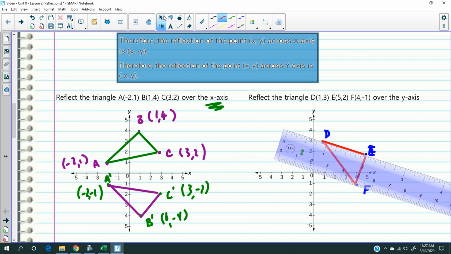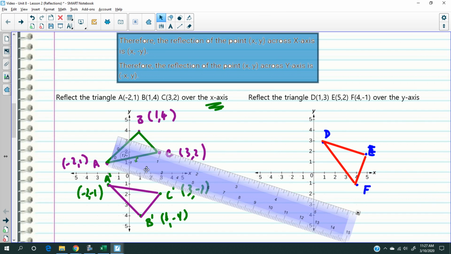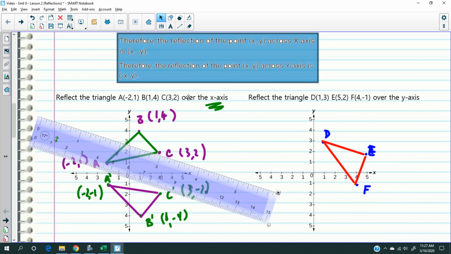Now again, let me write down the coordinates. Actually, you probably don't need to, because it ends up cluttering the graph more than helping sometimes. So having said that, D is 1, 3. So I'll write the D prime here.